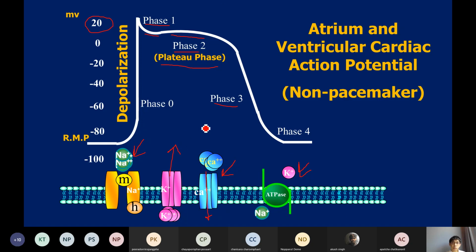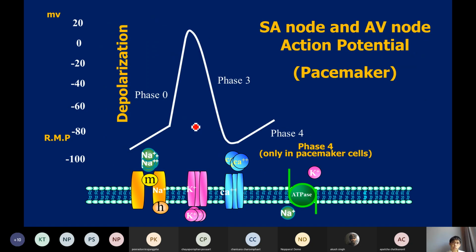This impulse generation would lead to the pumping of cardiac cells. So this is the non-pacemaker action membrane potential. Now we are going to look into the pacemaker action potential, or the SA node and AV node action potential. You can see that the graph is different. There are only 3 phases, not 5 phases like the non-pacemaker cells.